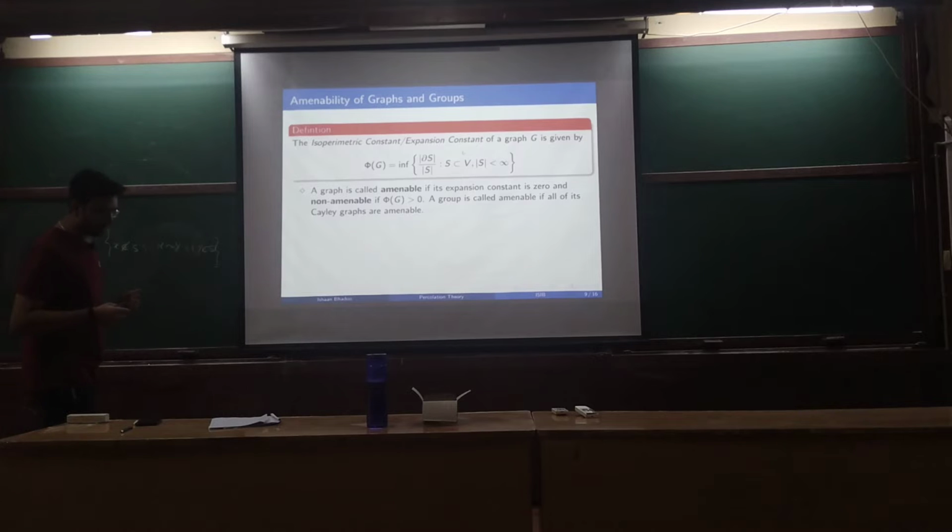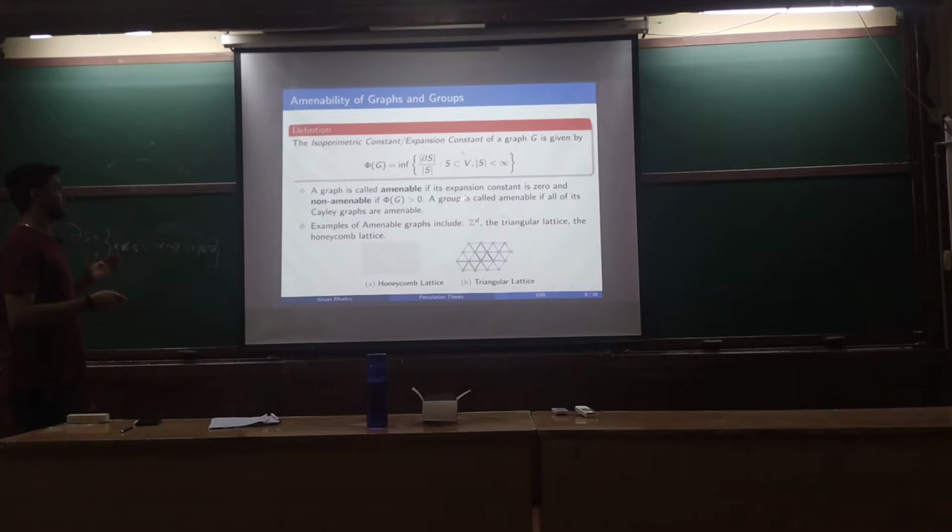You can think of non-amenable graphs as sort of expander graphs, where the boundary and the volume are comparable to each other, so the graphs expand. A prototypical example is a tree. A group is called amenable if all of its Cayley graphs are amenable. In fact, if one of the Cayley graphs is amenable, you can show that all of them will be amenable. Examples of amenable graphs are lattice-like graphs: something like Z^d, the triangular lattice, and the honeycomb lattice. The lattices will mostly be amenable.